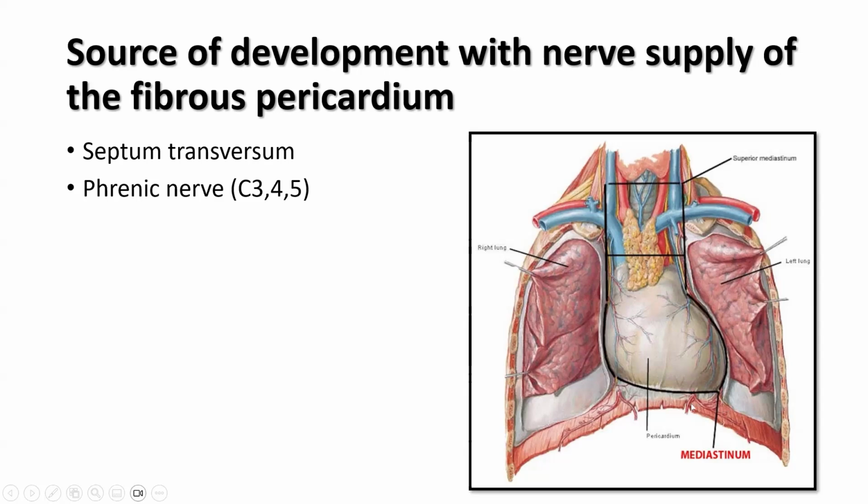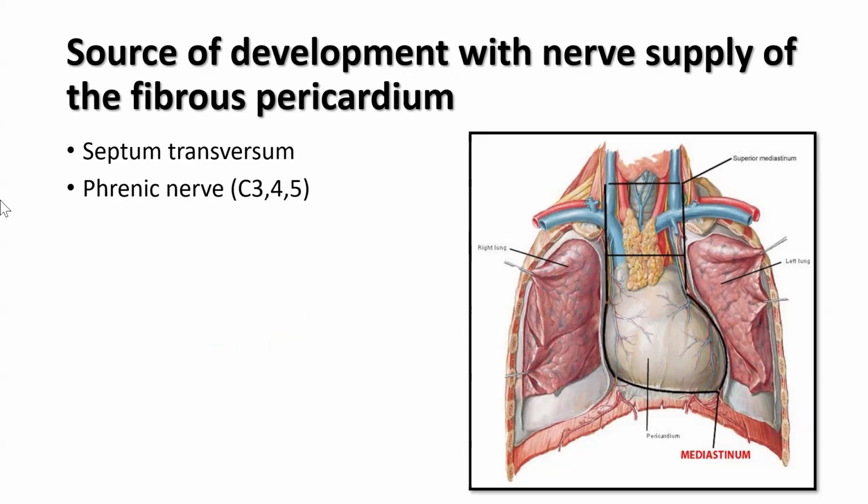So both phrenic nerves are now in the abdominal cavity. In the abdominal cavity, the phrenic nerves divide into four branches: medial branch, lateral branch, anterior branch, and posterior branch. These four branches supply the diaphragm and some other structures. So that is the course of the phrenic nerve.